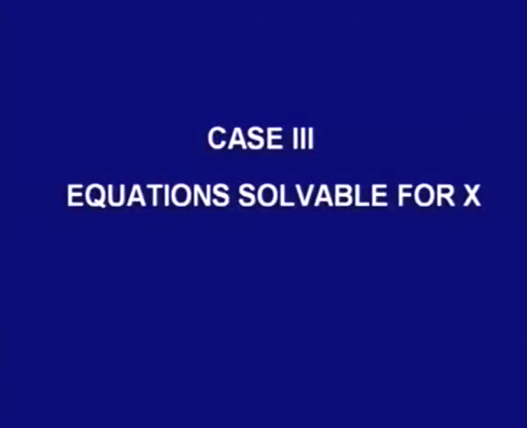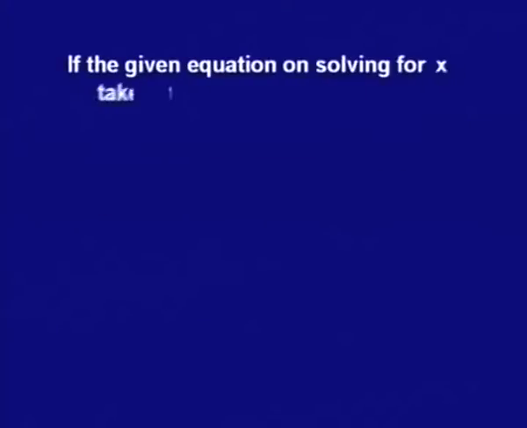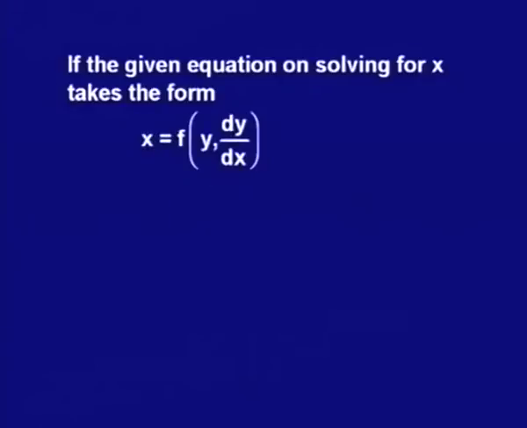Now let us move to the third case: equations solvable for x. What are these equations? If the general equation of nth degree could be written in this form, x is equal to a function of y and dy over dx. You see, in the previous case we had written y as a function of x and dy over dx. Here we are writing x as a function of y and dy over dx.